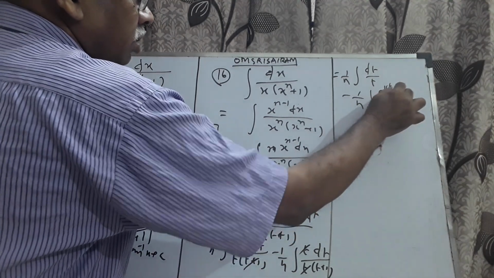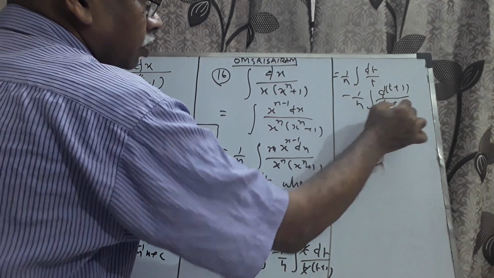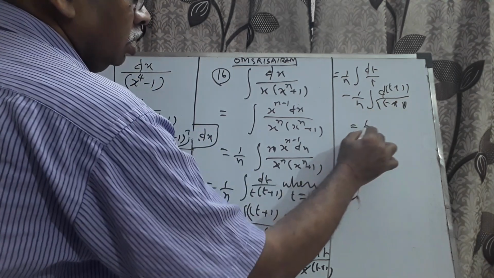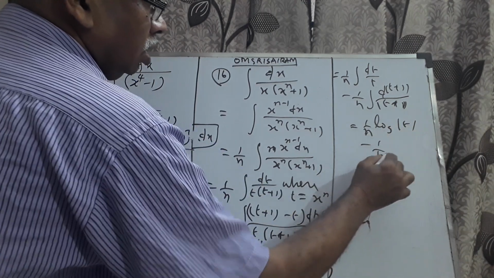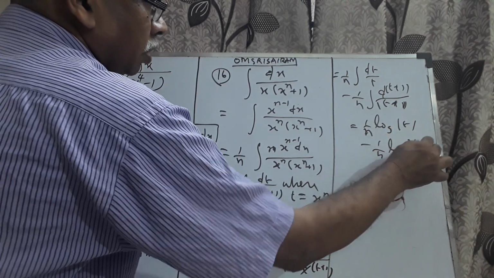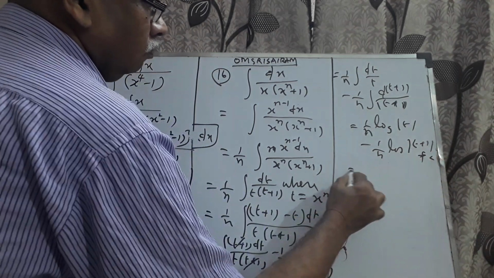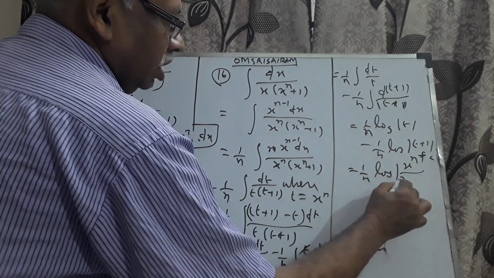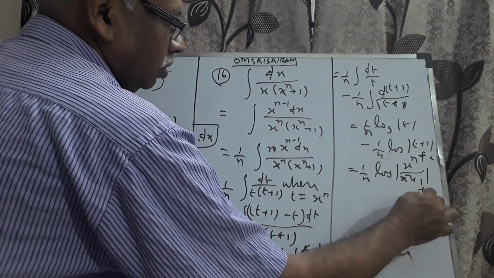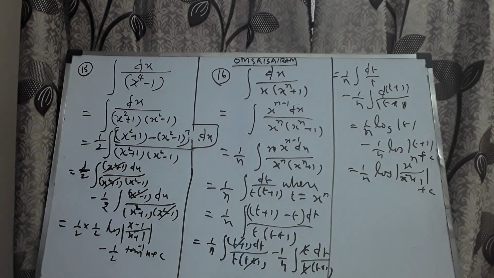Both become 1 by n log mod t minus 1 by n log mod t plus 1 plus c, which is reduced to 1 by n log mod x power n by x power n plus 1 plus c. That will be the final answer: 1 by n log mod x power n divided by x power n plus 1 is the final answer. I repeat, this is a question given to you.